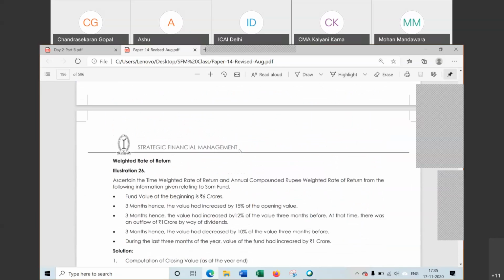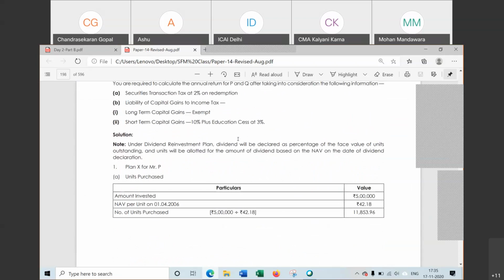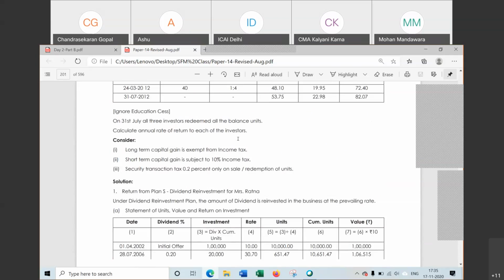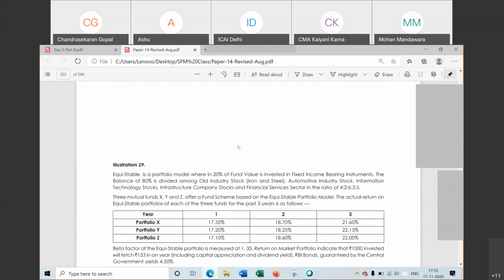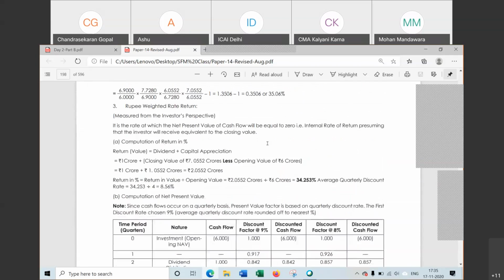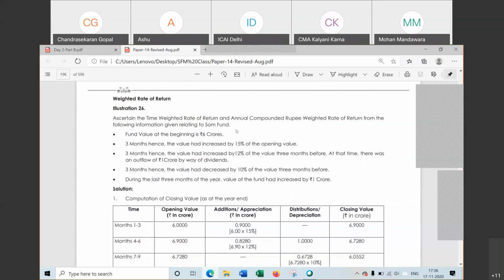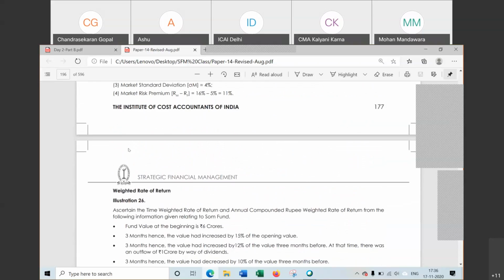Now coming back, next question, question number 26. Questions 26, 27 and 28 are based on the same pattern: time weighted return and rupee weighted return. Let us do this question, time weighted return and rupee weighted return, the last question for today.